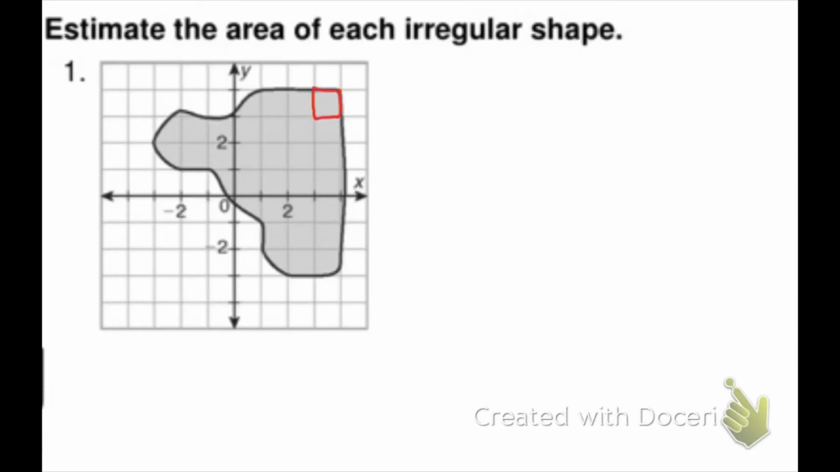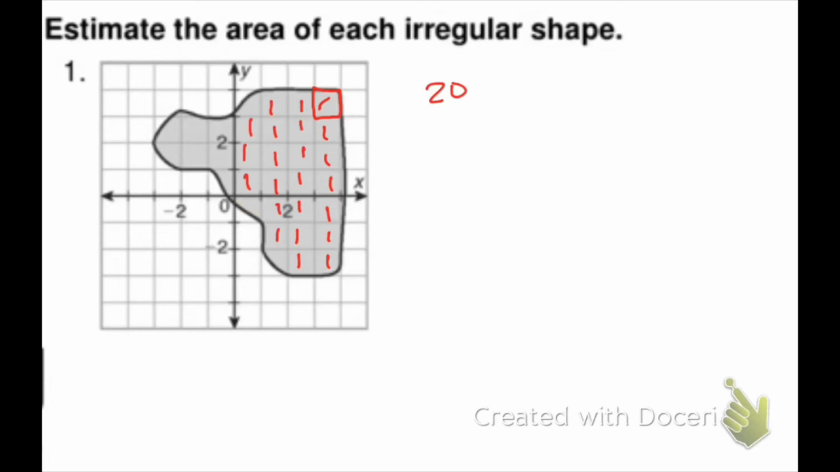Estimated full squares. So that would be 1. So I have 1 here, 2, 3, 4, 5, 6, 7, 8, 9, 10, 11, 12, 13, 14, 15, 16, 17, 18, 19, 20. So we're at 20 right now. Now I'm not going to count this one right here because it's not a full square. I'll come back to that.